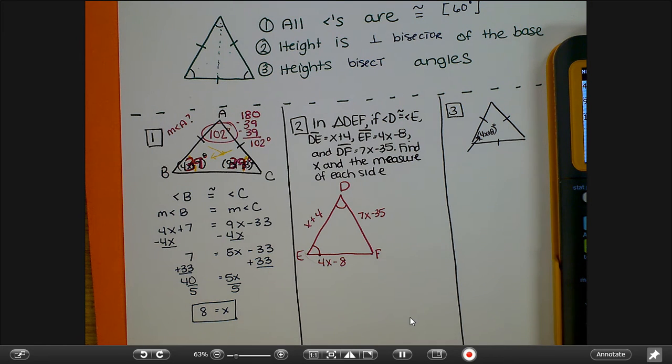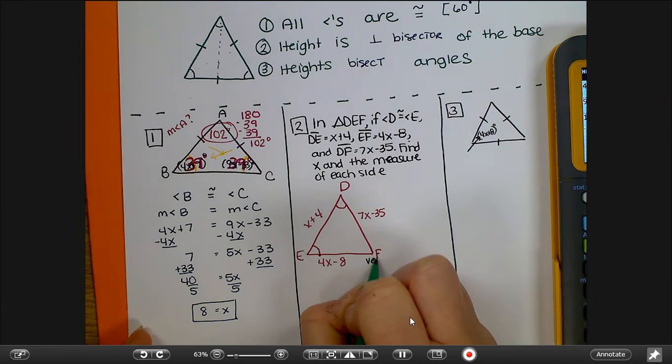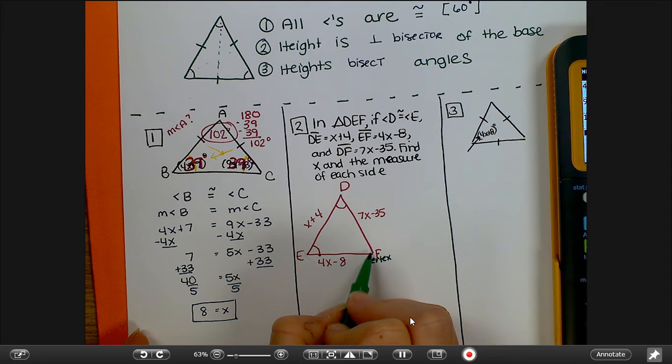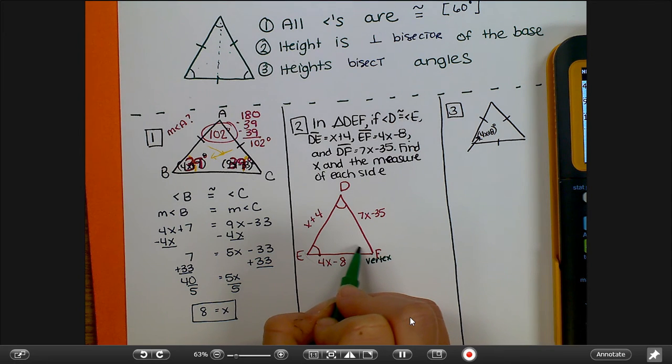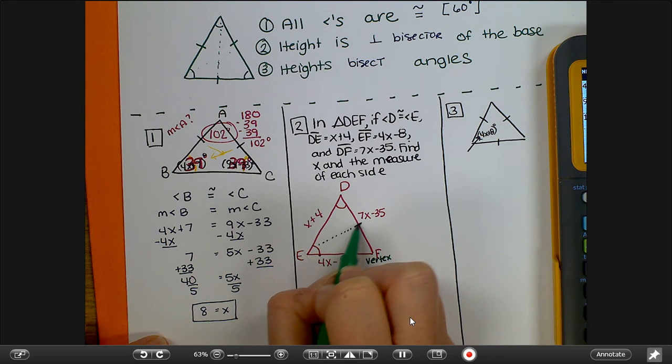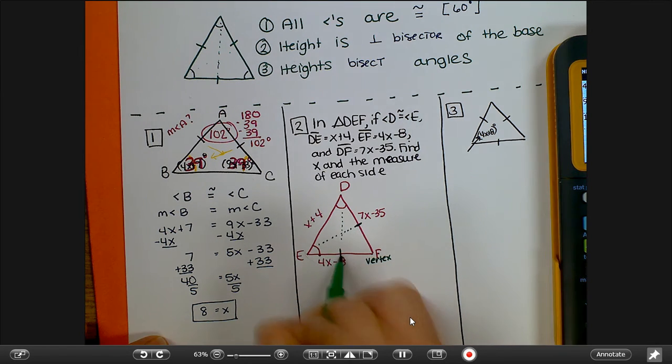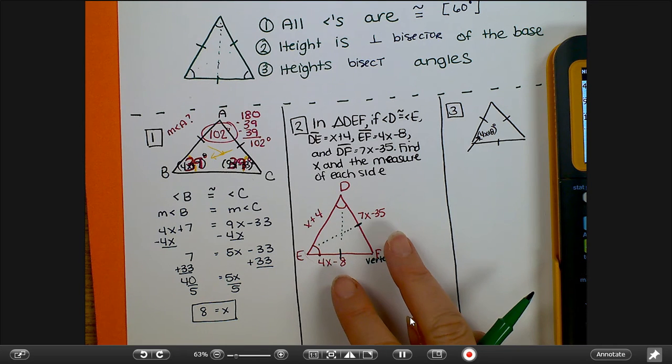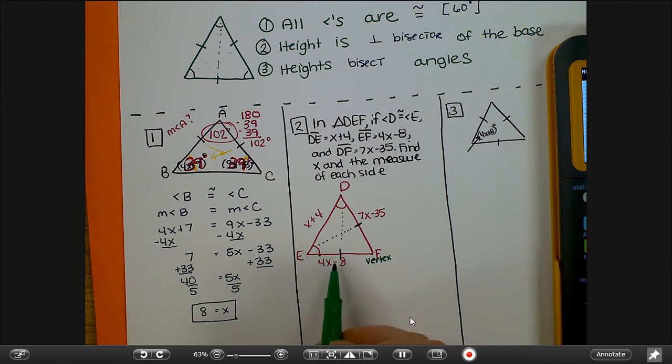Does anybody know, think about it for a sec, which angle in this picture is the vertex angle? The vertex angle is angle F, because the vertex angle is all by itself, it's alone. The opposite angles, the base angles, are across from the congruent sides. So now we have these two sides. Now, a lot of people want to add these up and set them equal to 180, but they are not angles. So we cannot do that.